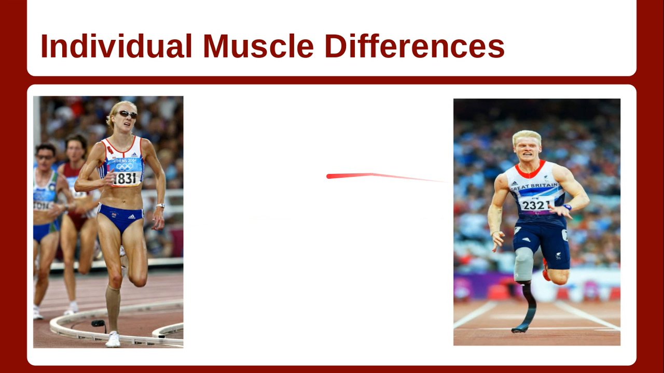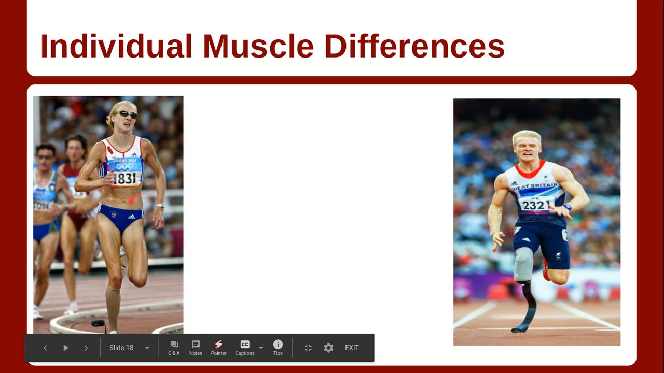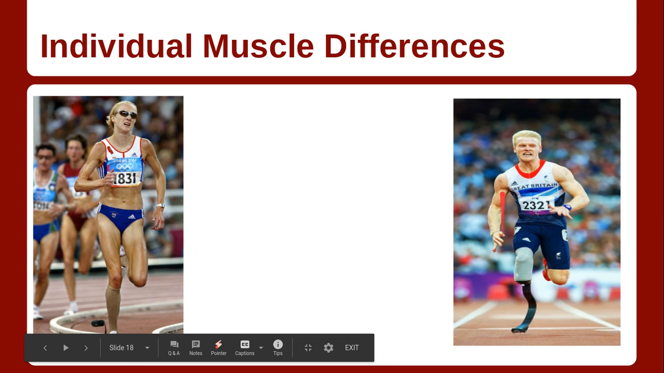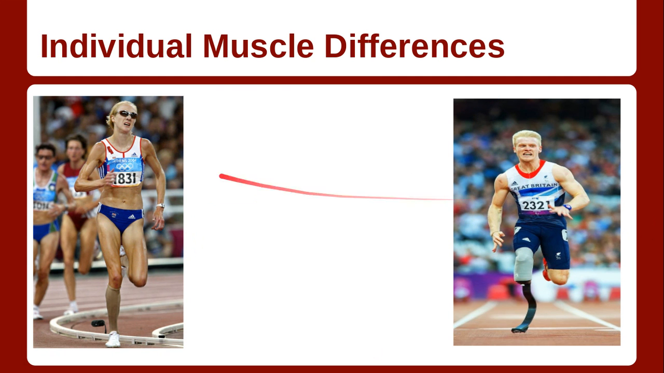So obviously here we've got two different athletes. We've got Paula Radcliffe here, who was obviously a marathon runner, an endurance runner. She will have predominantly type 1 muscle fibers. Whereas Johnny Peacock over here, a sprinter, will have predominantly type 2X fibers, or he will have a higher proportion compared to other athletes.